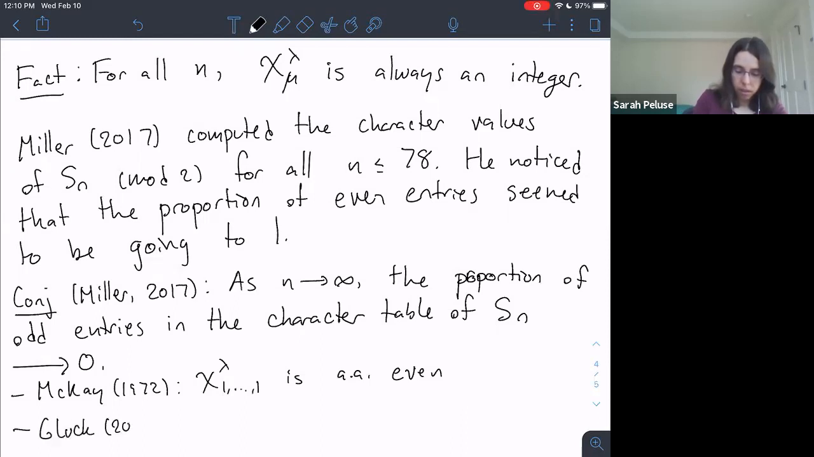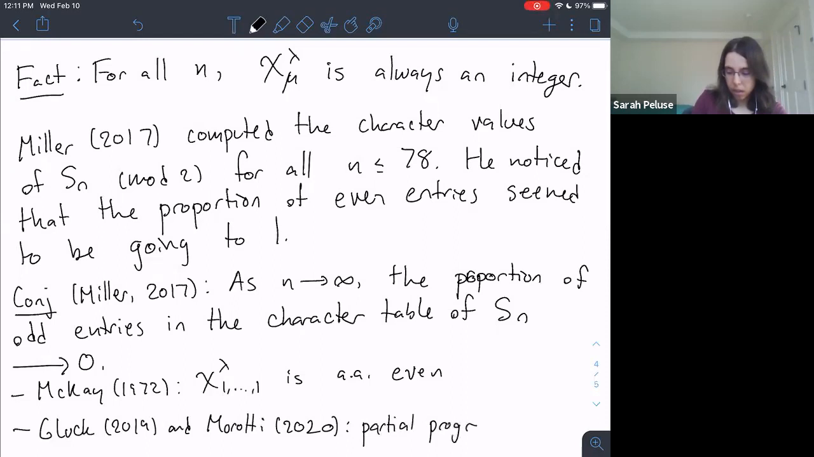Gluck and Marodi. But taken together, these don't show that even a positive proportion of the character values of Sn are even.